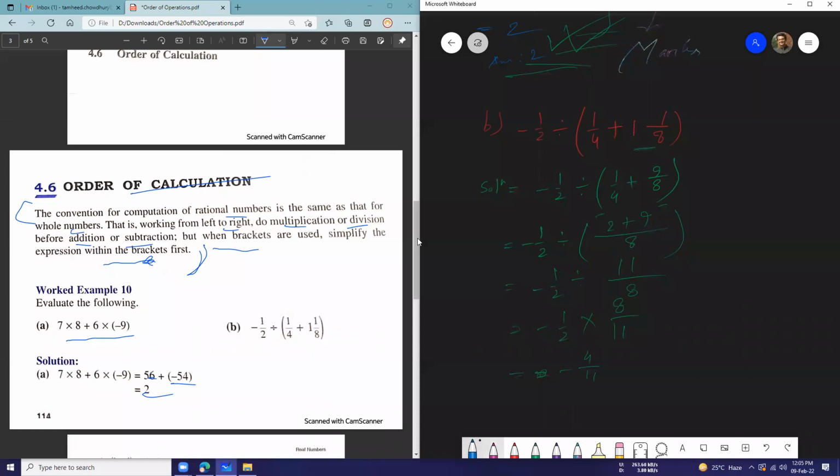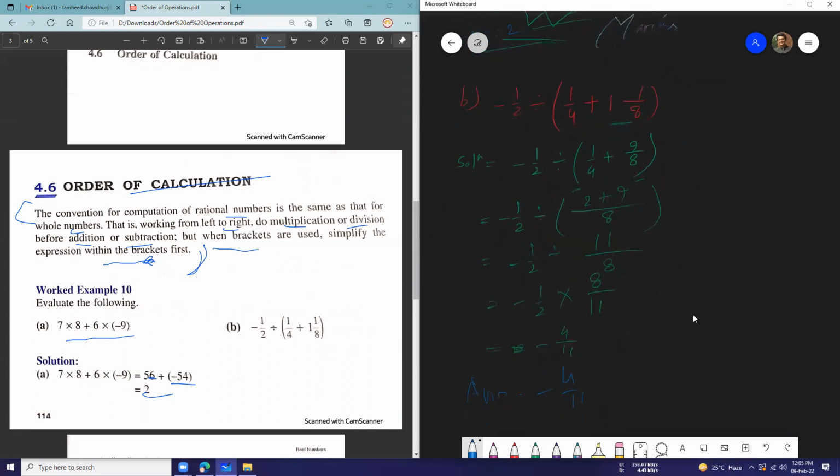Okay. Let us solve something from here. What we solved, we got the answer minus 4 by 11. Now we're going to explain the rule, BODMAS. What happened here? Let's analyze. Which color do I want to pick? Ruxana, what's your favorite color? Blue. Okay.